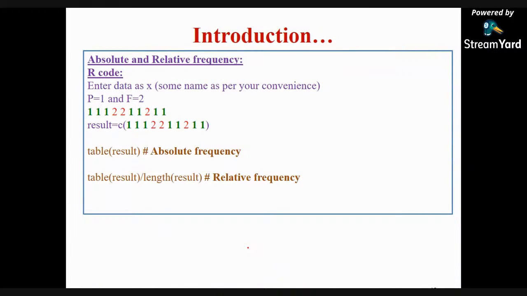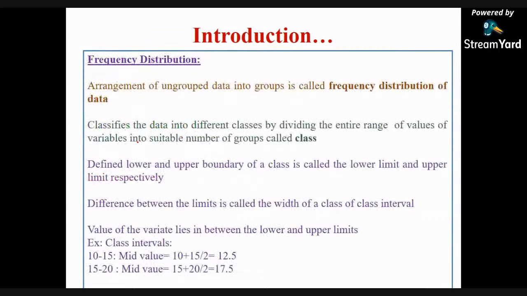Similarly, you can name the data, enter data as X, and you can change the name of the data as per your convenience. P as 1, which marks pass, and F as fail as 2. Similarly, you can enter them in the variable result. Then finally you can tabulate them and you can get absolute as well as relative frequency.